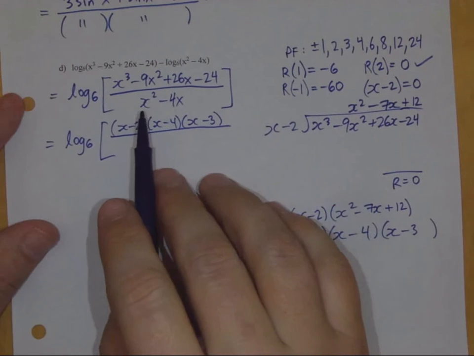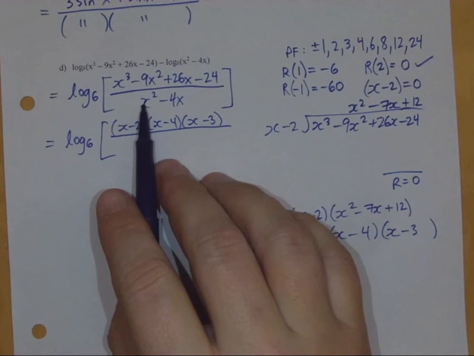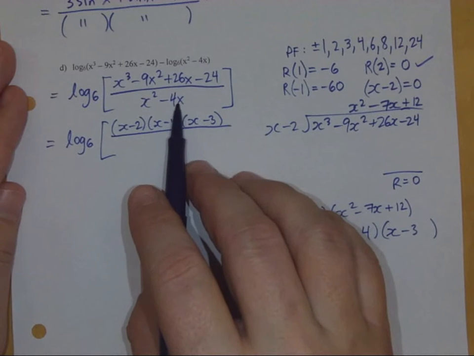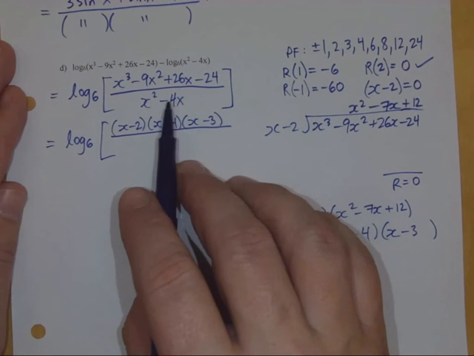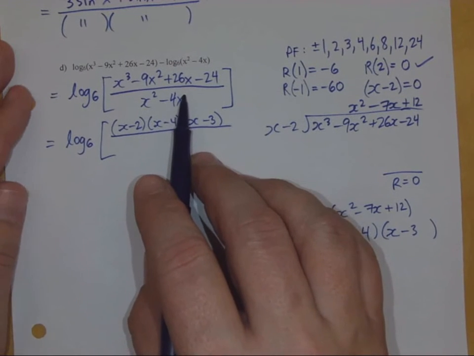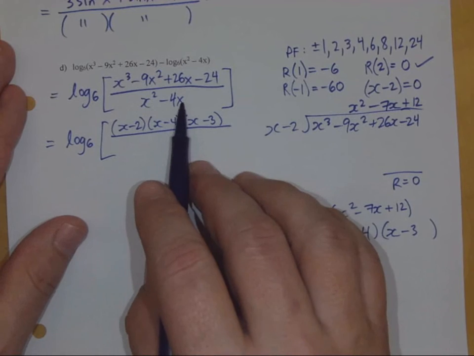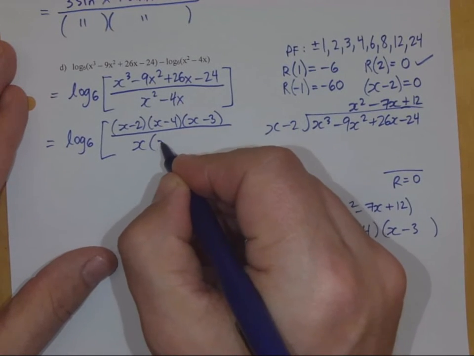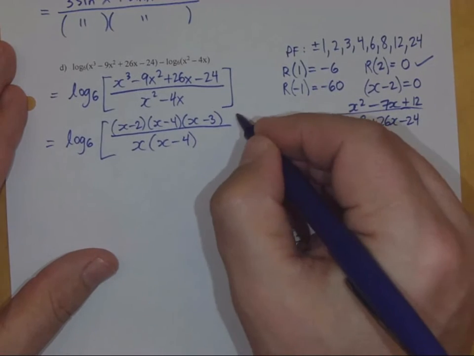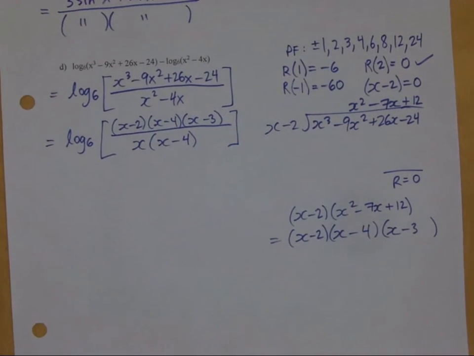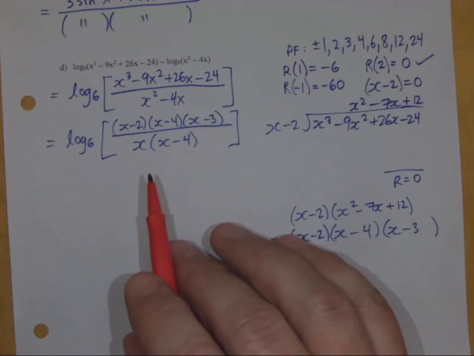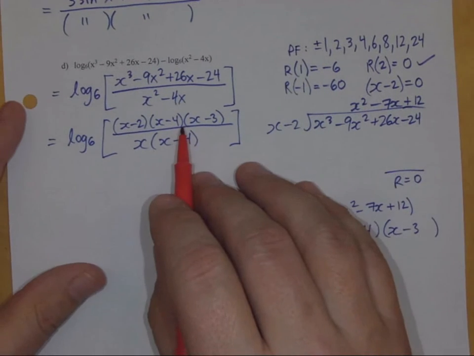How can we factor the bottom? This looks kind of like a difference of squares, except the second term is not a perfect square because it's just x to the 1. 4 is good, but that doesn't work. What can I factor here? Well, I can common factor an x out. So x times x minus 4, like so. Have I factored everything on the top and everything on the bottom as fully as possible? Check.